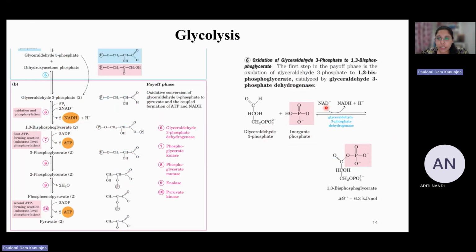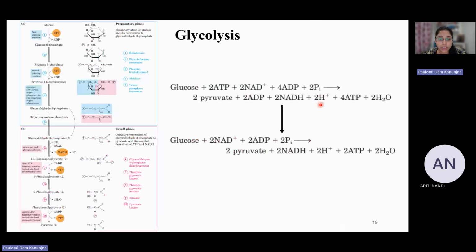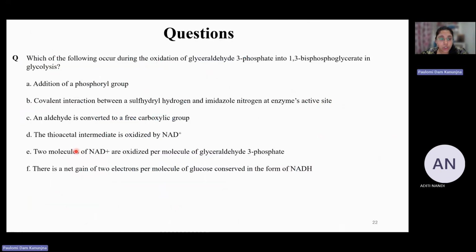One glyceraldehyde 3 phosphate, one NAD plus is reduced. There are no 2 molecules involved here. So this is wrong, because when it says 2 molecules per glyceraldehyde, that's incorrect. One molecule is one NAD plus. 2 glyceraldehydes have two molecules of NAD plus, so that's correct. And lastly, there is a net gain of 2 electrons per molecule of glucose in the form of NAD plus, which is correct because you have 2 molecules of NAD plus being reduced.